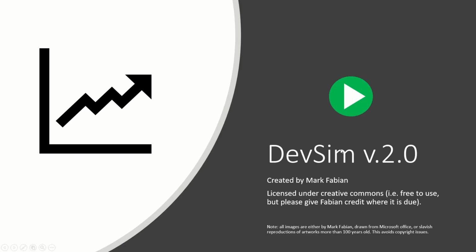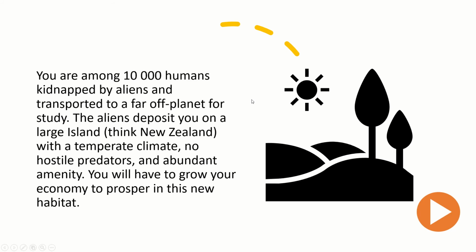All right, so anyway, crack open the slideshow. These gray buttons are kind of littered throughout the game, but typically you don't need them. You just click anywhere on the screen and you're going to go through to the next slide. Okay, so this is the very beginning of the game. You have this opening narrative. You're among 10,000 humans who are kidnapped by aliens and transported to a far-off planet for study. The aliens deposit you on a large island, something like New Zealand, with a temperate climate, no hostile predators, and abundant amenity. You will have to grow your economy to prosper in this new habitat.